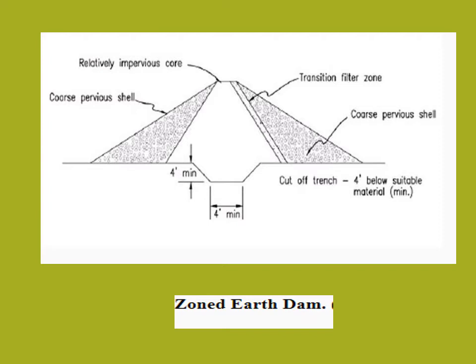Here you can see a zoned type of earthen embankment or dam, where at the outside there is a porous pervious shell, and at the center you can see a relatively impervious core. Then transition filter zones are provided there to drain out whatever water flows through this relatively impervious core. It should be safely diverted to the outside without causing any harm to the structure. That's why the drainage system or transition filter zone is used there. So this is the type of zoned earthen dam.